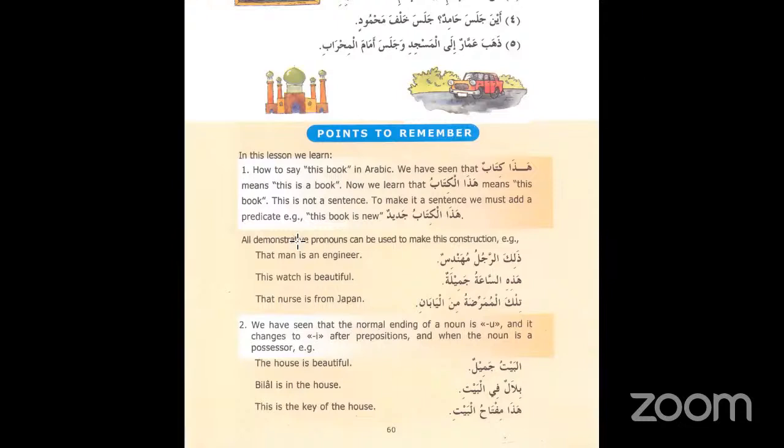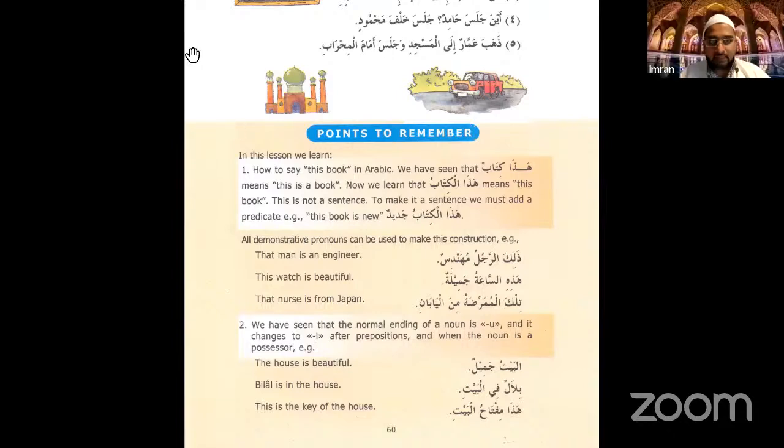In this lesson, we learn number 1, how to say this book in Arabic. We have seen that hada kitabun means this is a book. Now we learn that hadal kitabu means this book. This is not a sentence. To make it a sentence, we must add a predicate. For example, this book is new. Hadal kitabu jadidun. Should I keep reading? Yes, just read up to that the nurse is from Japan.